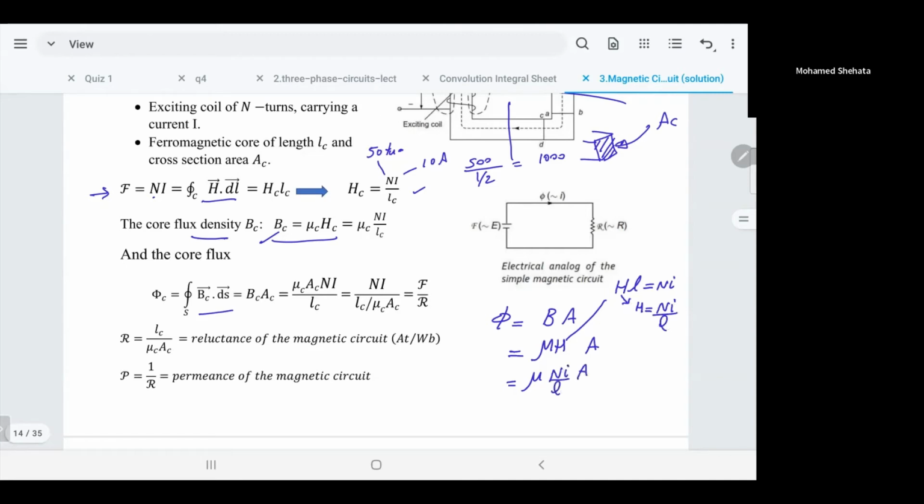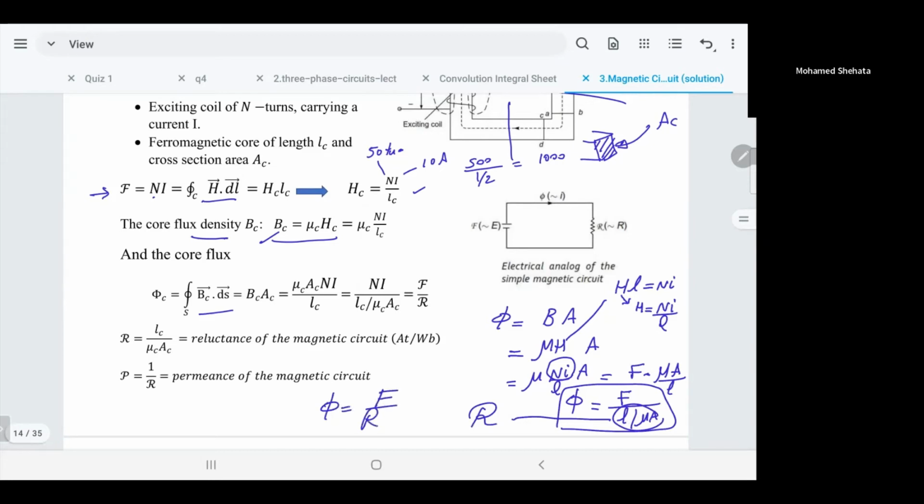H equals Ni divided by L, times area. I want to leave Ni by itself; I call it magnetomotive force, F. So Ni, I will call it F. So F multiplied by mu A over L. Let's say F over L, and then instead of multiplying by mu A, you say L divided by mu A. So in the end, I find flux is equal to F over L over mu A. L over mu A, I'm going to give it a name, reluctance, R.